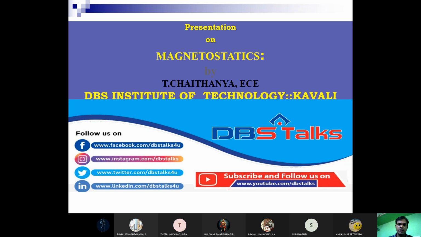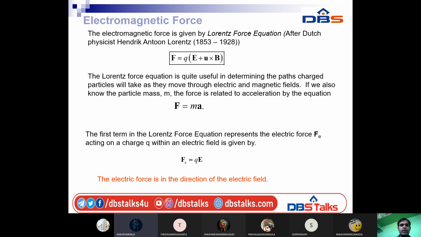So see the first concept. Let me define the electromagnetic force first, which is quite similar to our first concept in electrostatics, which is force. In a similar way here also we need to see the magnetic force first. Then we will go for the magnetic flux density, and then we will see the magnetic field intensity. That is the flow here. Electromagnetic force is given by the Lorentz force equation.